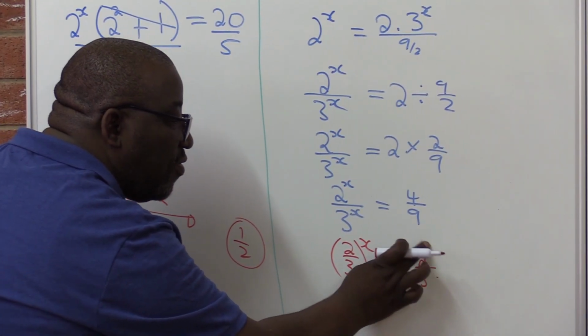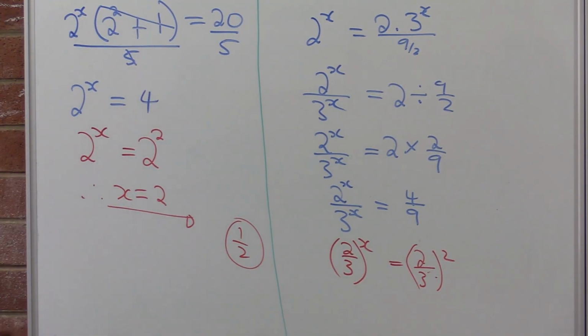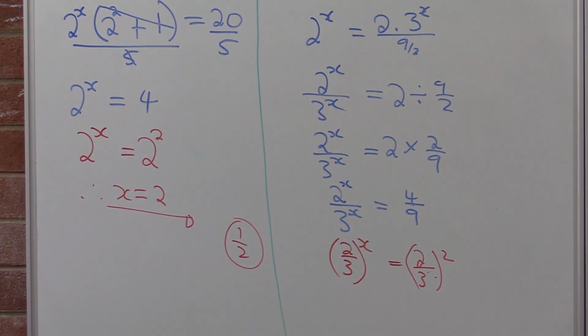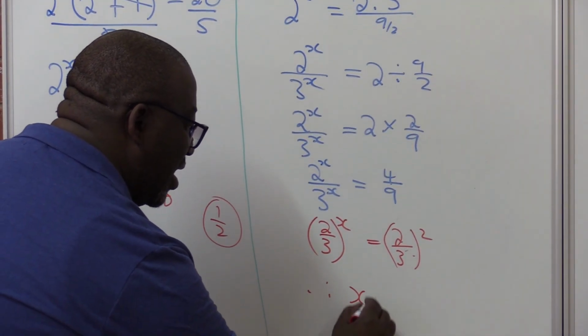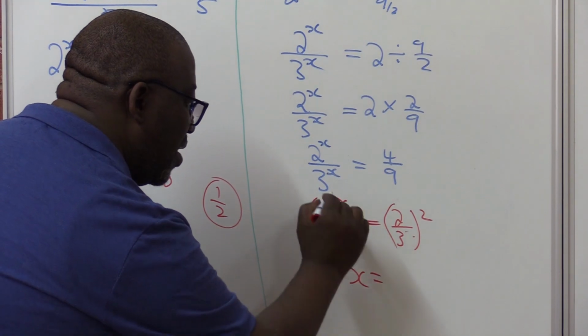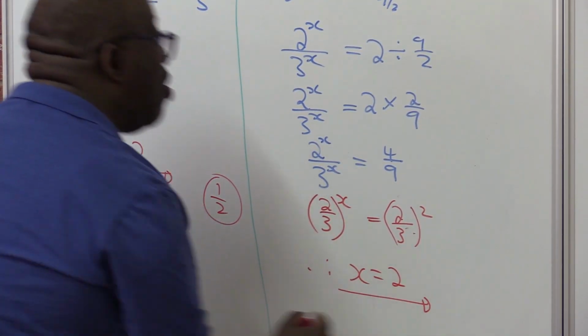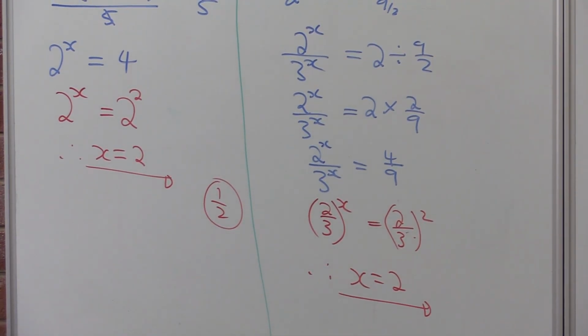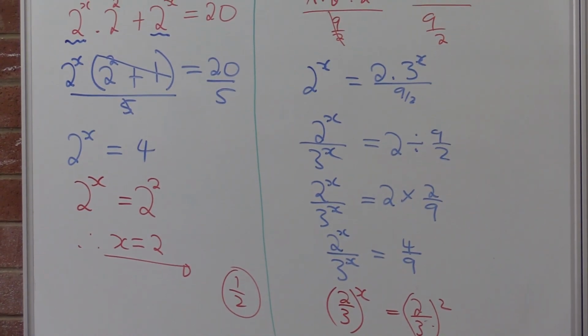We can write it in this form. Both of them are to the power 2. Are the bases the same? Yes, our bases are now the same. Therefore, the exponents are also the same. Therefore, x is equal to 2. This is how you go about solving this kind of problem. There are so many methods you can try, but you must come to the same answer.